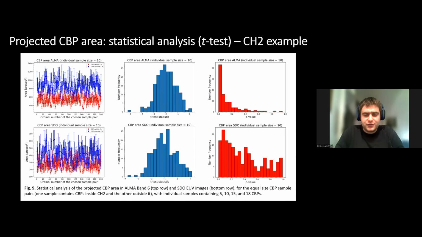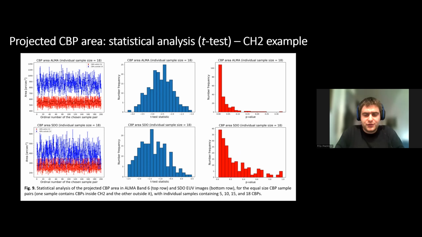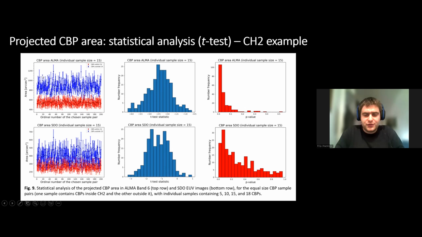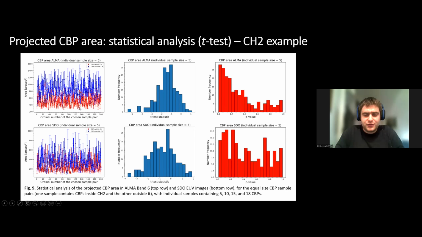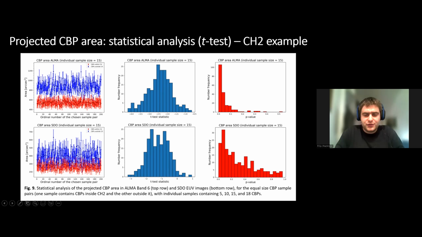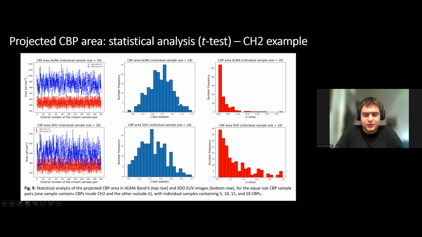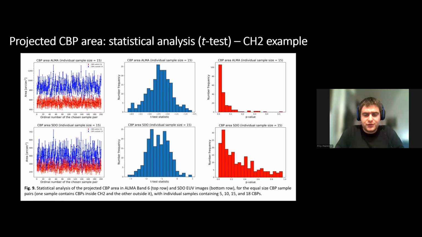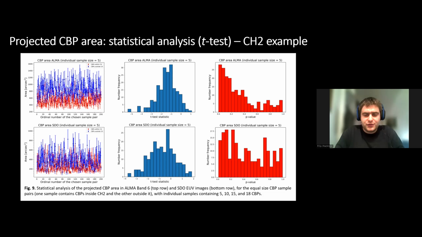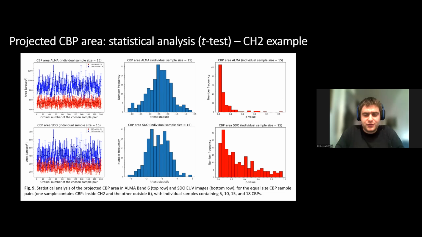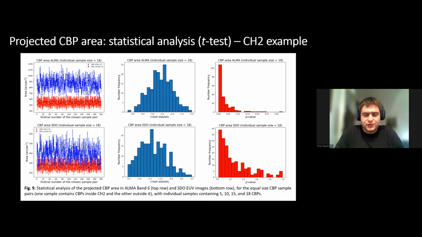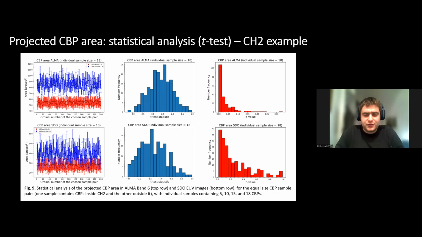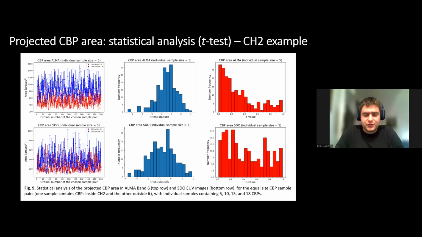The second property that was measured is the projected CBP area. And here we have a similar situation where CBPs outside CH2 have on average larger size than those inside. But the difference here is slightly lower, between 1 to around 2.5 sigma, which is not very significant, but for the larger samples used, it's still significant enough. And also for the rest of the coronal holes, the values are similar, either slightly smaller or higher. And for one example, it was even slightly above 3 sigma difference, I think, for ALMA data.